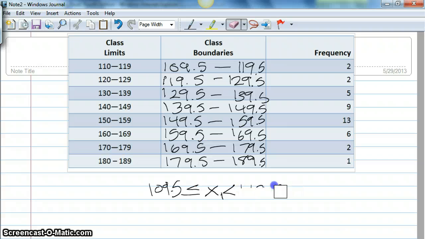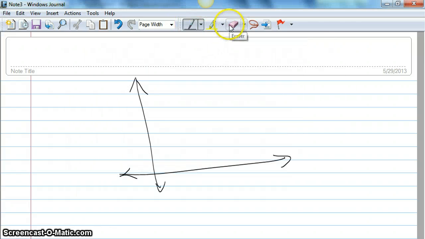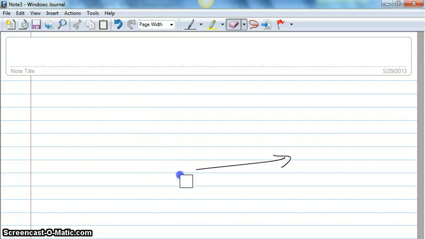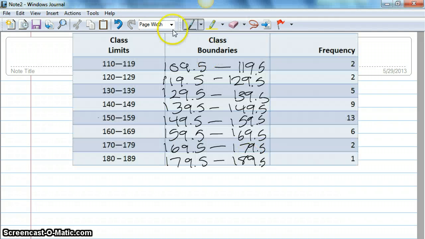Now, once we've established these class boundaries, now we can create a histogram. And to create a histogram, we need to start with a new page. But before I start drawing the histogram, I want us to recall something.